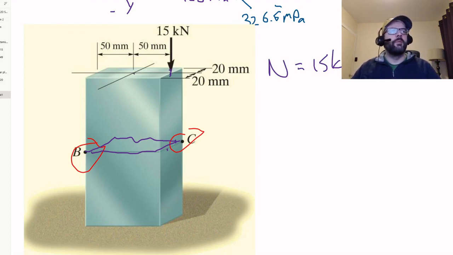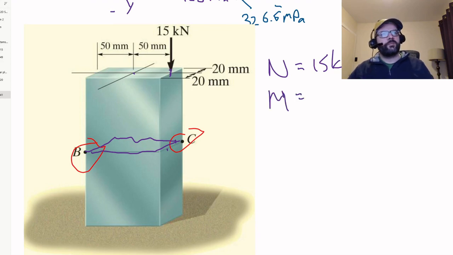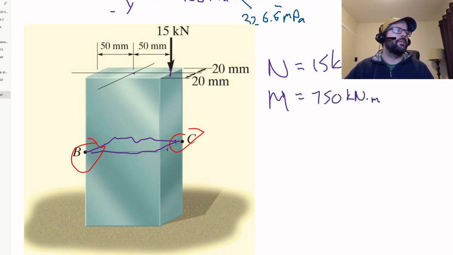So your bending moment is going to be equal to the 15 kilonewtons times the 50 millimeters. 15 kilonewtons times 50 millimeters gives us 750 kilonewton meters. Sorry, kilonewton millimeters.